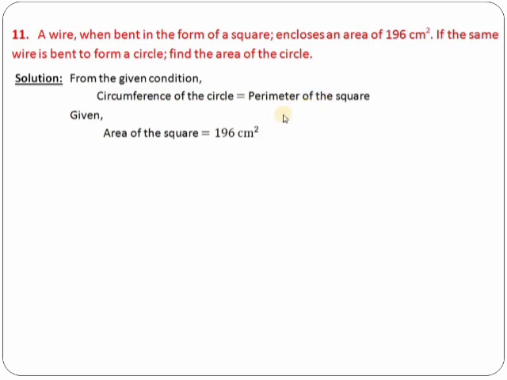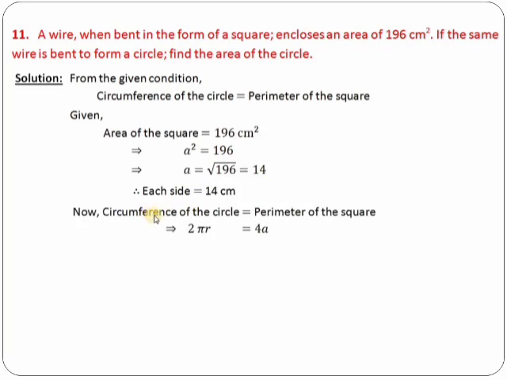Now it is given that the area of the square is 196 centimeters square, and you know that the formula for finding the area of the square is a square, isn't it? So a square is 196, so a will be the square root of 196, which is 14. That means the value of a is 14, which means each side of that square is 14.